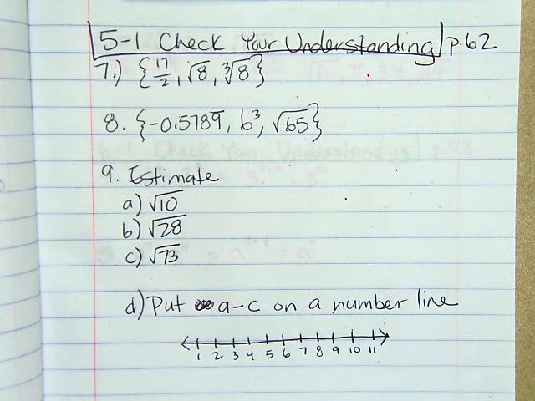Okay, so after our lesson today with 5-1, I just want to talk to you about irrational numbers. If you look at the Check Your Understanding on page 62, number 7 says name the irrational number in each set. So what I have to do is, remember, irrational means that it cannot be represented in the form of a fraction.